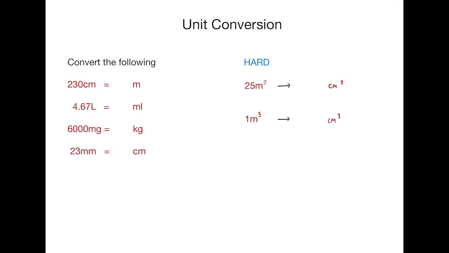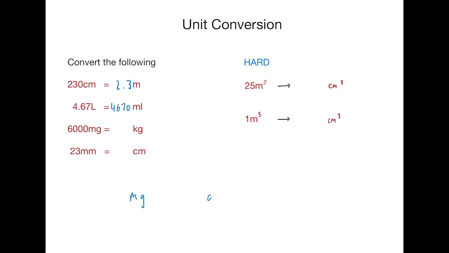So 230 centimeters, well, we know there's 100 centimeters in 1 meter, so that's just going to be 2.3. 4.67 litres is 4670 millilitres, because there's 1,000 millilitres in a litre. Before I go on to the next question, there is something that you should know.